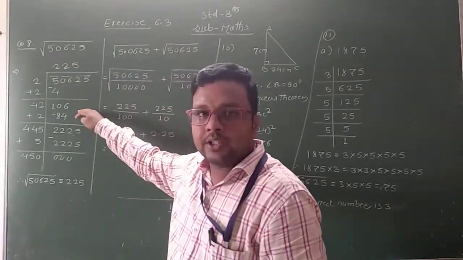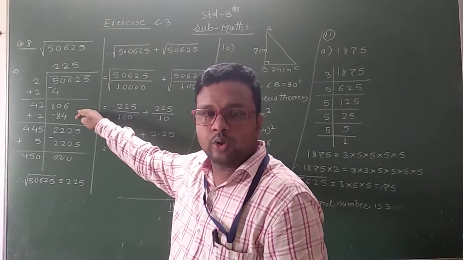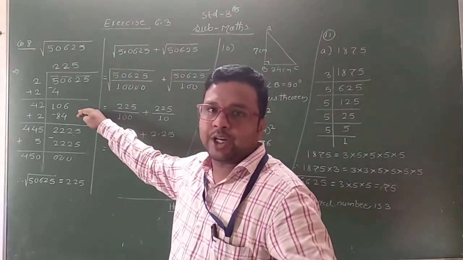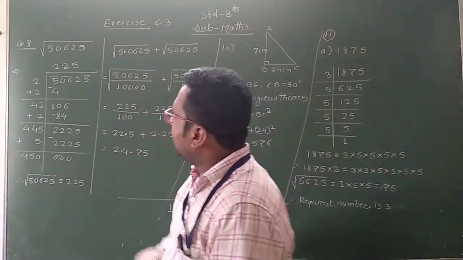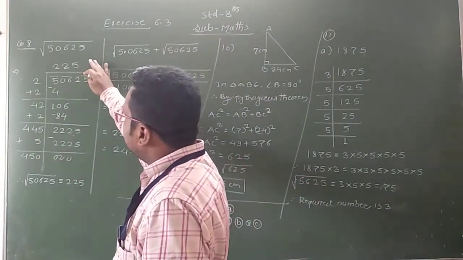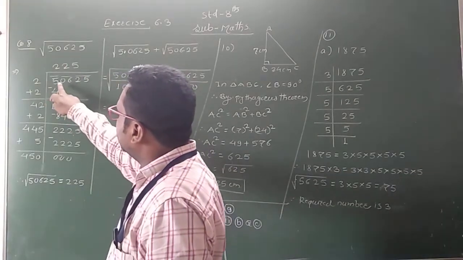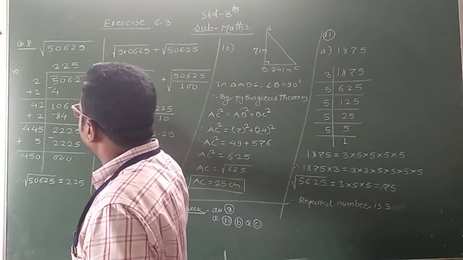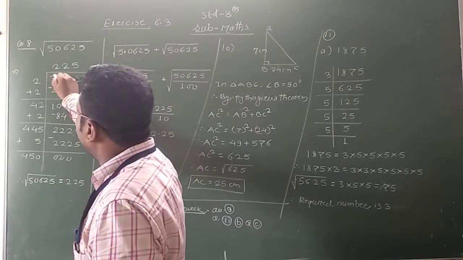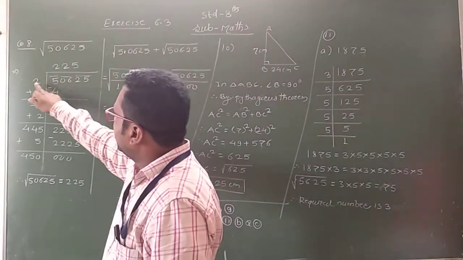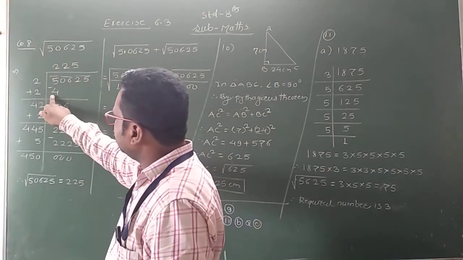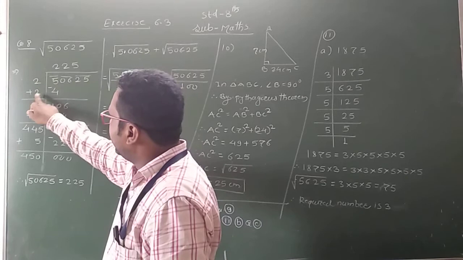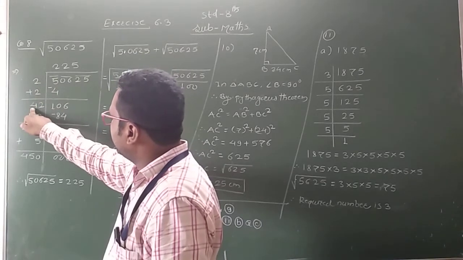Here I use the division method to find its square root. You can use any method, the prime factorization method or the repeated subtraction method. By the division method, first I write the number as it is, 50625. Then I group the digits in pairs from the right-hand side, and here we get 1 digit left. Then 5 minus 4, here we get 1. Then we add 2 here and we get the divisor 4.